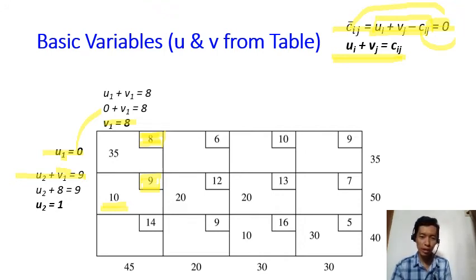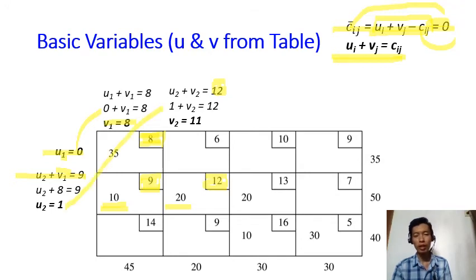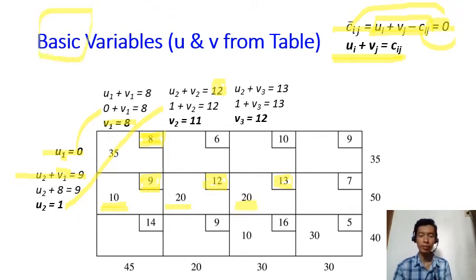When we know U2, then you can see that we can use C22 to find V2. So U2 plus V2 equals C22, which is 12. And you already know U2 equals 1, so V2 equals 11. And then we can still use U2 to find V3, because U2 plus V3 equals C23, and we can do that because x23 is a basic variable. So U2 plus V3 equals 13, and you know that U2 equals 1, so V3 equals 12.